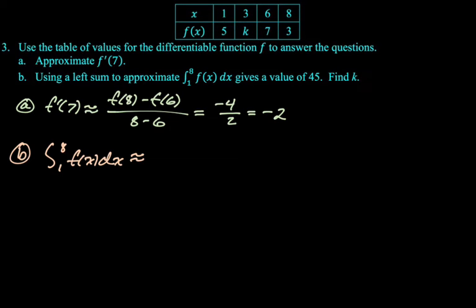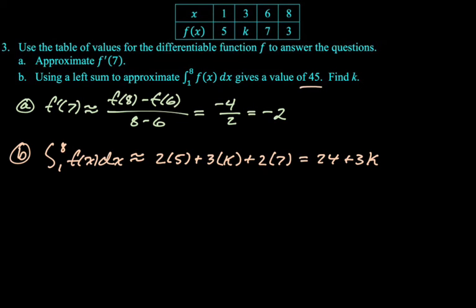All right, we're going from 1 to 3. That's 2. The left endpoint is 5. So 2 times 5 plus. We're going from 3 to 6, so that's a distance of 3. The left endpoint is k. So there's our k that we're going to solve for. Then we go from 6 to 8, which is a distance of 2. The left endpoint is 7. So that's 10 plus 14 is 24 plus 3k. All right, so the left sum is 24 plus 3k.